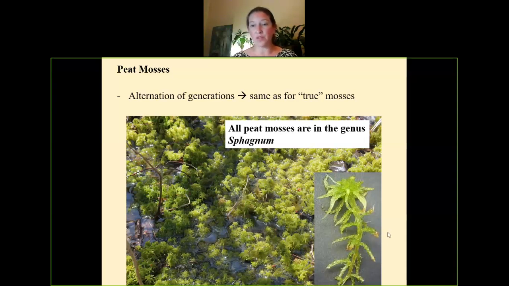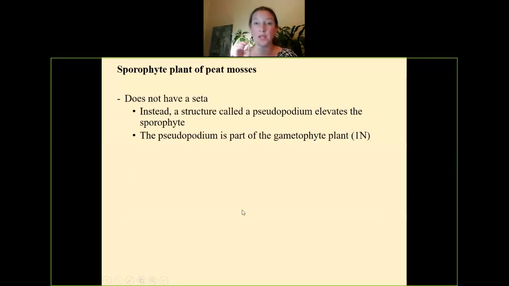Here's a close-up of what the Sphagnum moss looks like. This is one Sphagnum moss. If we were to look at kind of the same idea, this at the top here is where the sex organs would be located in the Sphagnum moss. This is the gametophyte generation, remember, because we're in non-vascular plants. Okay. The only difference of the peat mosses compared to the true mosses is that they don't have a seta. They don't have that long stalk thing.